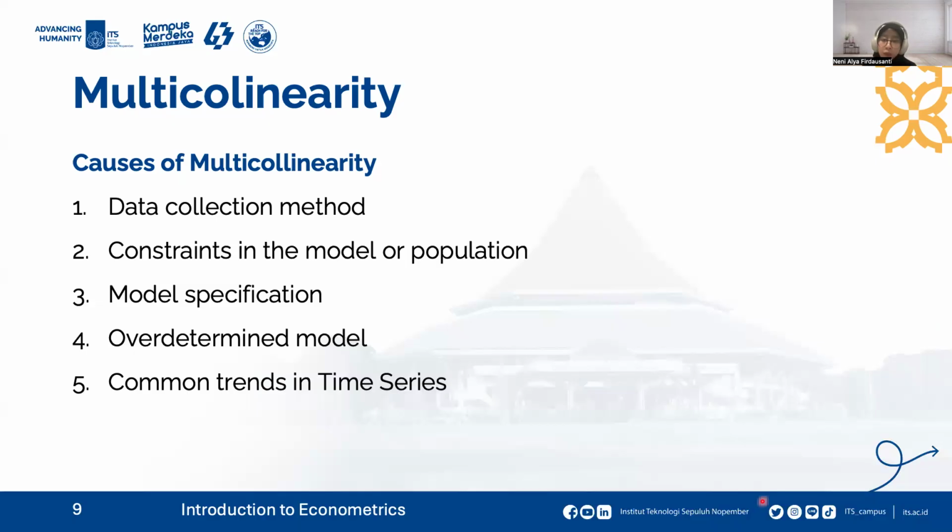source could be from common trends in time series. Usually some variables move in the same patterns together over time. So let's say income, population, and consumption. As the income increases, as the population increases, the consumption also increases. Because they increase together, they move in the same patterns, they have the same trends. It will cause collinearity, which will lead to multicollinearity.